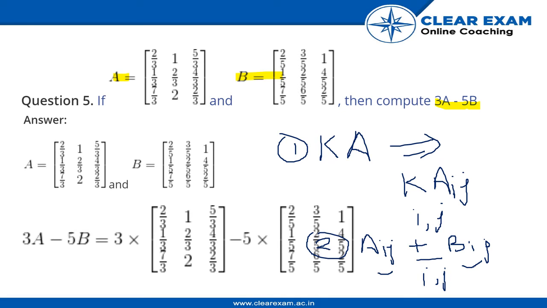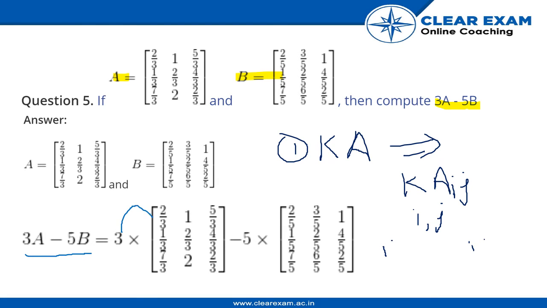Okay, so first let me erase this part. Okay, so now we get 3A minus 5B, so we multiply 3 into the matrix A, this was our A matrix, and 5 into matrix B. So 3 is multiplied to every element of this matrix and 5 is multiplied to every element of this matrix. Let us move to the next slide.